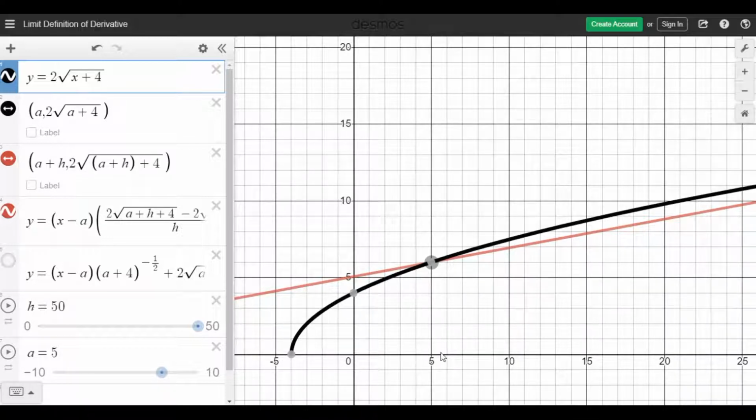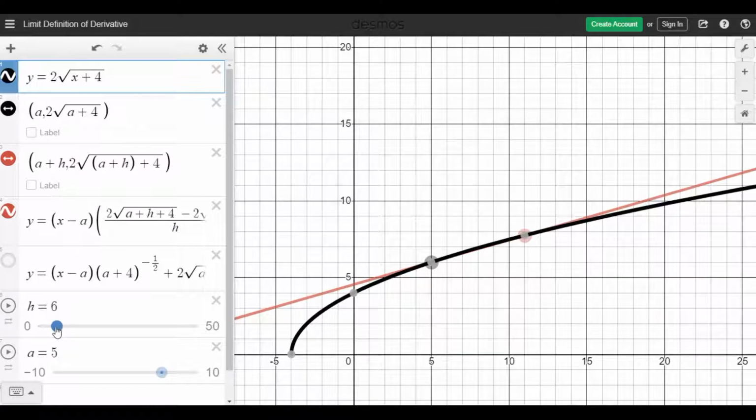And by the way, I'm choosing these numbers arbitrarily, right? 5 is just what I decided on for the value that I want. I decided on it because 5 plus 4 is going to be an easy square root, just to make it a little bit easier on us. So if I take my distance between my x values on my secant line here, and I begin moving them back, we see how this red line's slope changes, and we get a better and better estimate for the slope right at the point of 5.